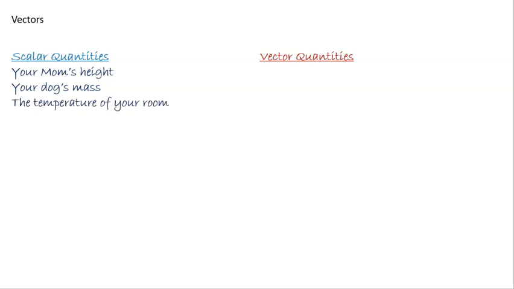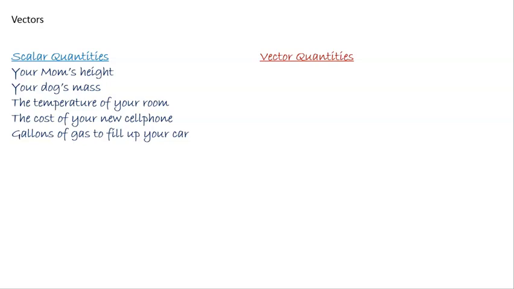We have two types of quantities: scalar quantities and vector quantities. I would like to make a list of each and compare. Examples of scalar quantities might be your mom's height, or your dog's mass. Notice I didn't say your dog's weight, but your dog's mass. The temperature of your room at any given time, the cost of your new cell phone, gallons of gas to fill up your car. Those are all considered scalar quantities.